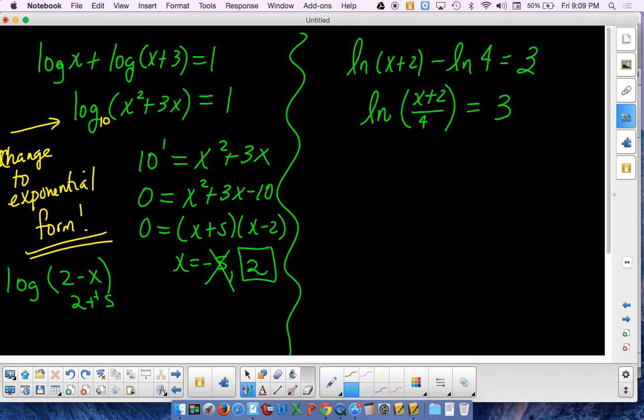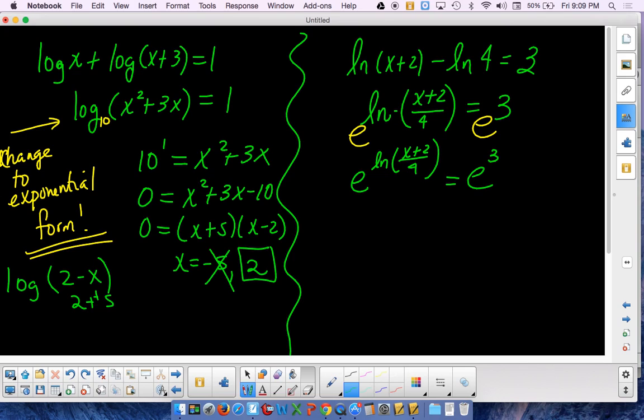What can I do to get rid of a natural log? And of course your answer is, well, you use e. But the question is, how do I have to place them so that e and natural log actually cancel each other out? Since I have a natural log, I can't go sticking e on the inside of it. But what I can do, and I'm only allowed to do this because I'm doing it to both sides of the equal sign, is put an e underneath each one of these. So I'm actually raising this up to be e to the natural log of (x plus 2) over 4 power, and e cubed.